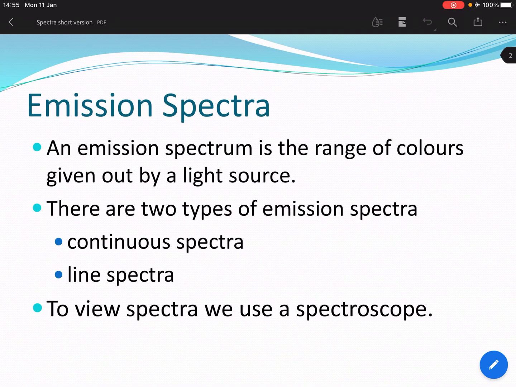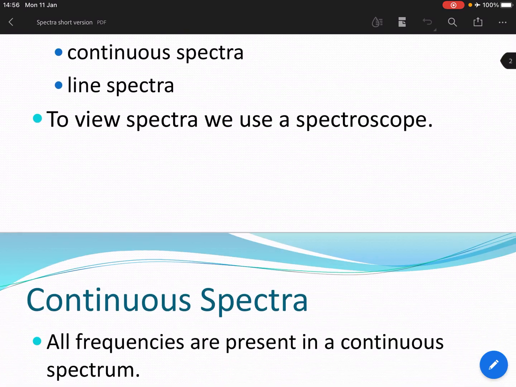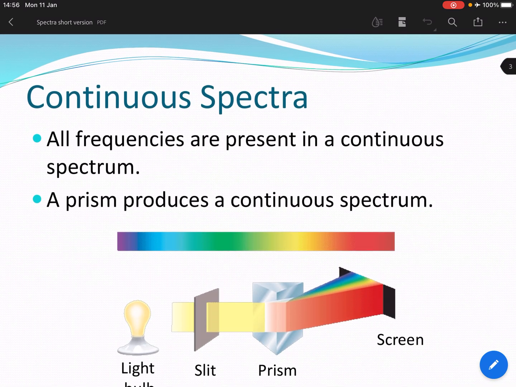So an emission spectrum is the range of colours that you get given out by a light source, and there are two different types: continuous spectra, which is what you get from white light, and line spectra if it's from a specific element or specific type of light. And we use a spectroscope to look at them, which obviously we can't do at the moment.